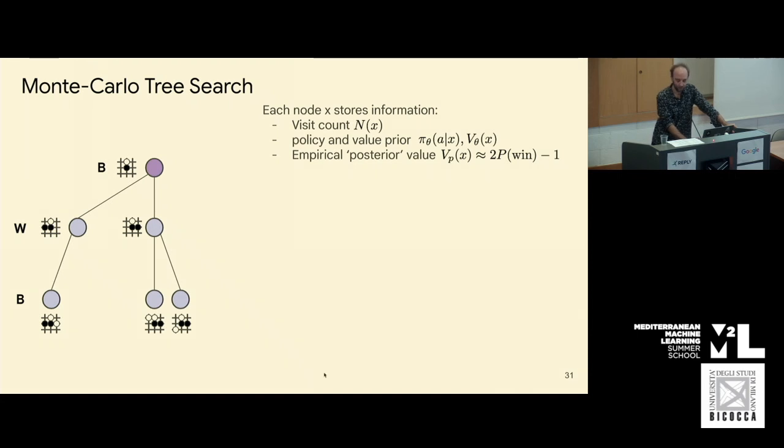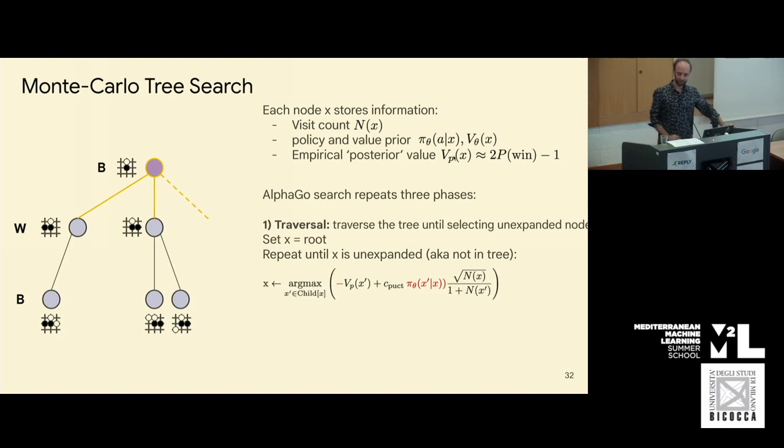Every node in the tree x stores some information. It stores a visit count: how many times have I been through that node. It stores the policy and the value prior, so these are the outputs of a neural network. You compute them once and you store them forever. The policy tells you what the neural network thinks is a good move, and the value is basically whether you are going to win or not from the neural network's point of view. And this value is not updated. But during the search, we update an empirical posterior value, which is, after doing all that computation of the tree, I've updated my value from the prior, v theta, to a posterior value, vp. And I'm going to tell you how this is done.